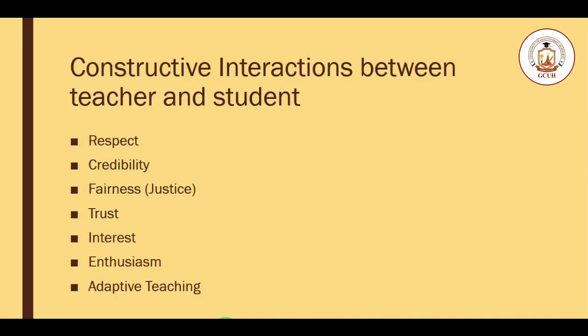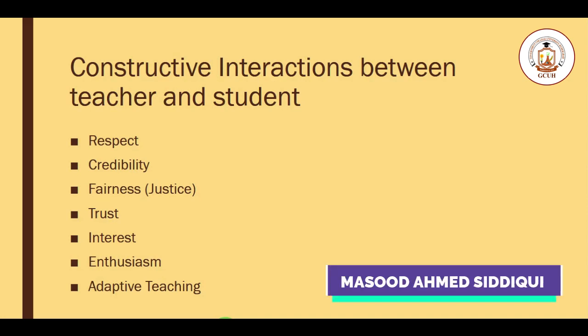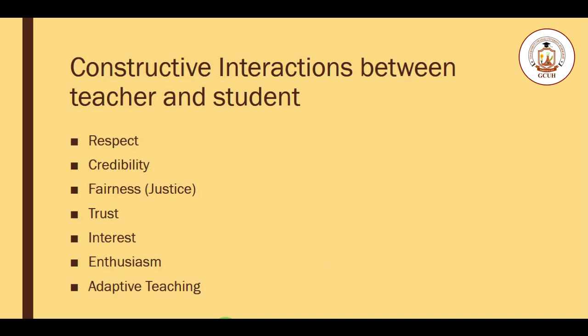Before moving further, I want to share that this unit is the expansion of unit number 2, which you have already covered, in which we discussed the sources of complexity. If you remember, we discussed diversity, crowded spaces, problematic individuals and groups. Now this topic goes into detail, and through constructive interactions between teacher and students, we can overcome all that complexity that we discussed in unit number 2.